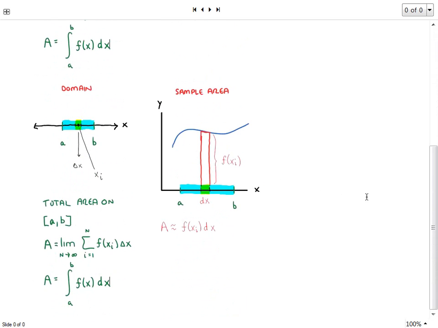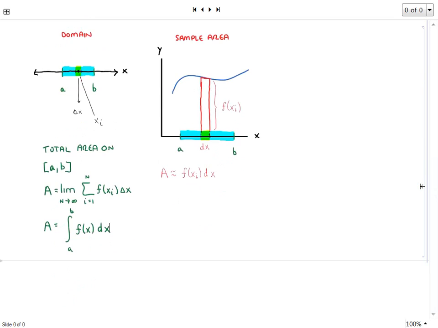Do I have two of the same exact pictures? Yes, I do. Should probably delete that.